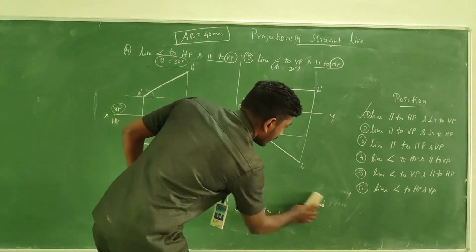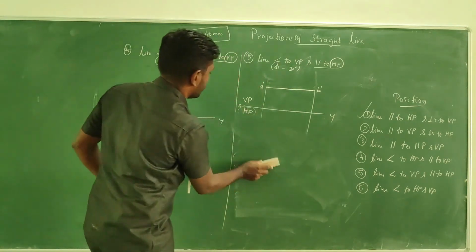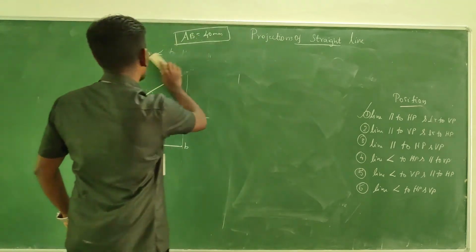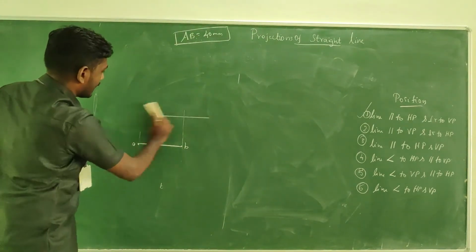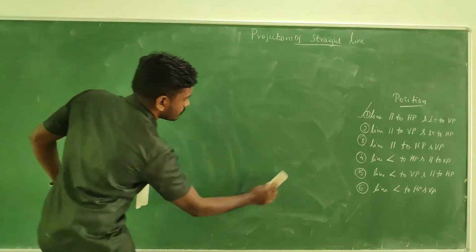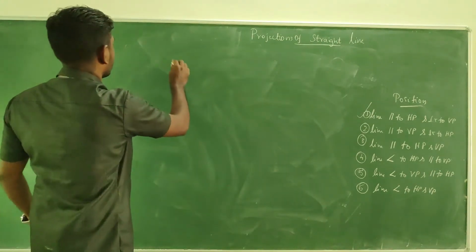Line inclined to HP and to VP, inclined to both the planes. Line inclined to both the planes. Sixth position.